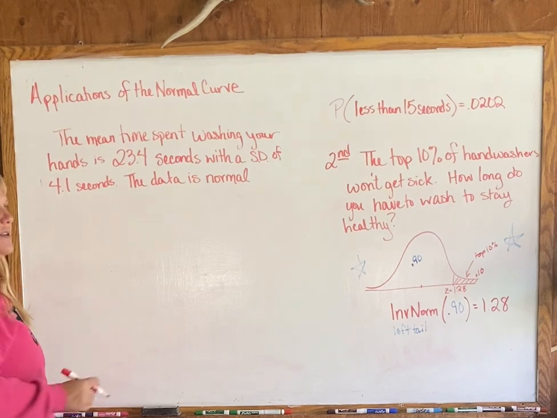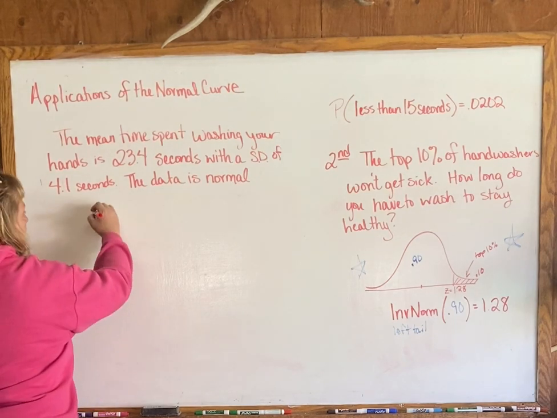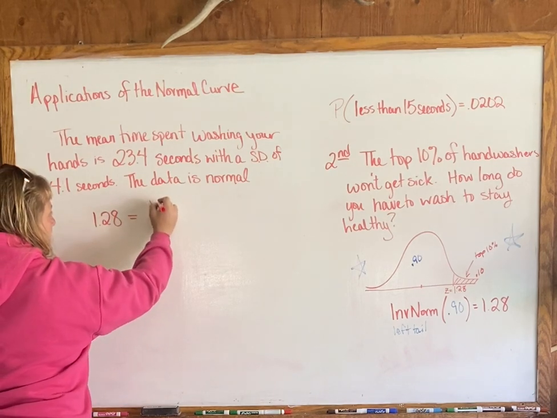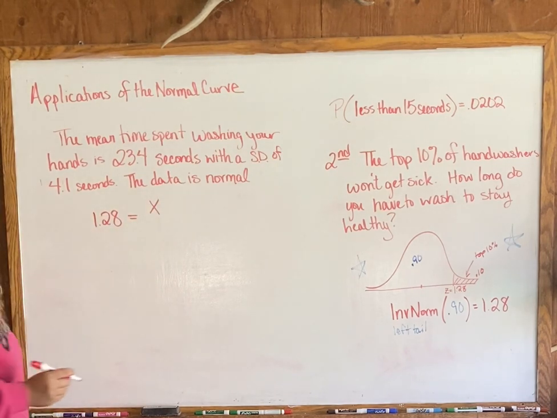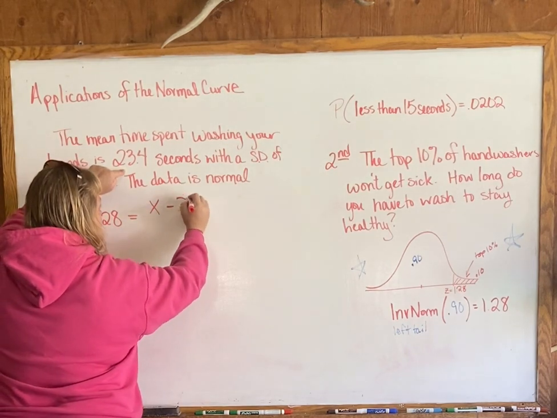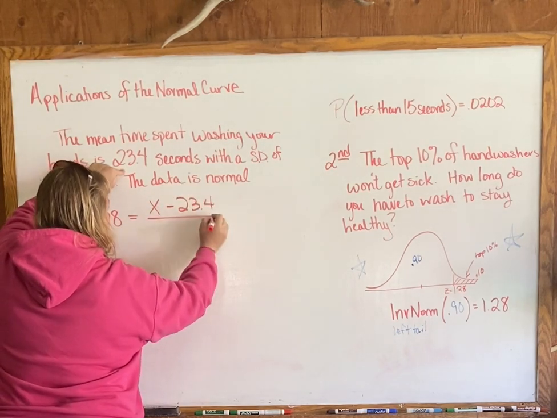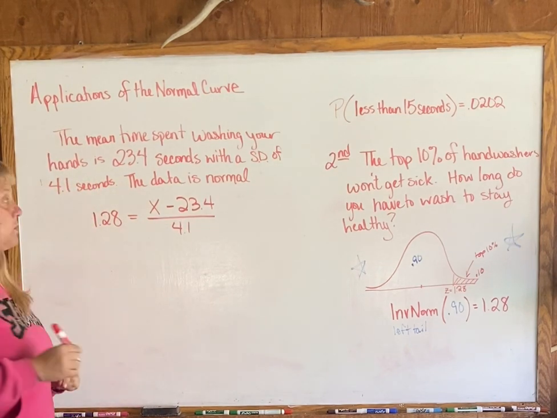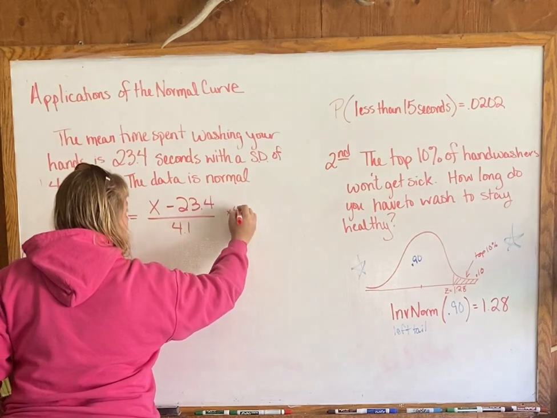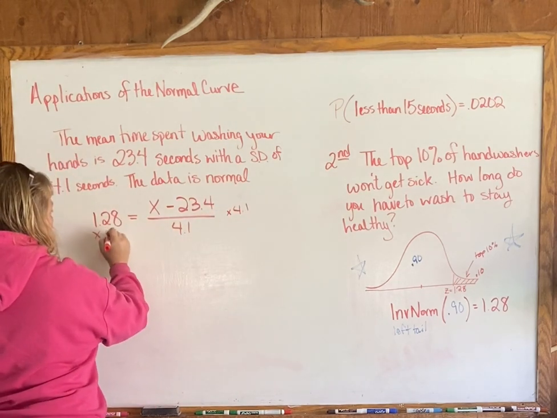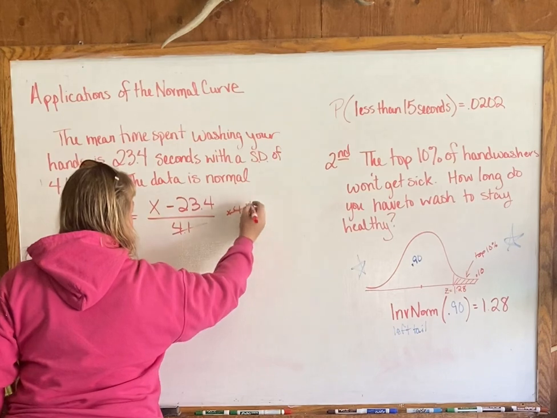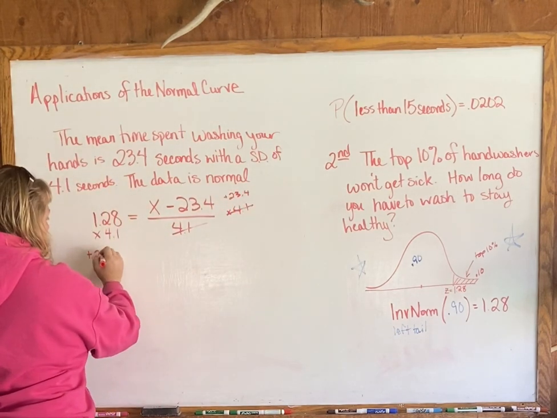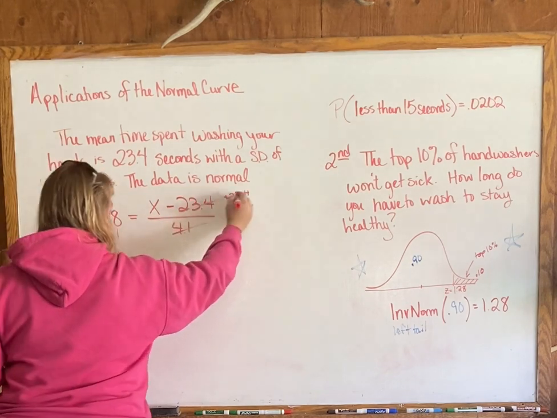So that's where we're going to use our z-score formula, but we're going to plug in the 1.28 for z equals x, because we don't know what x is, minus our mean, divided by our standard deviation. So again, this is your algebra. So we're going to go times 4.1, times 4.1. That gets rid of that guy. And then we're going to add 23.4, add 23.4, and that gets rid of that guy.